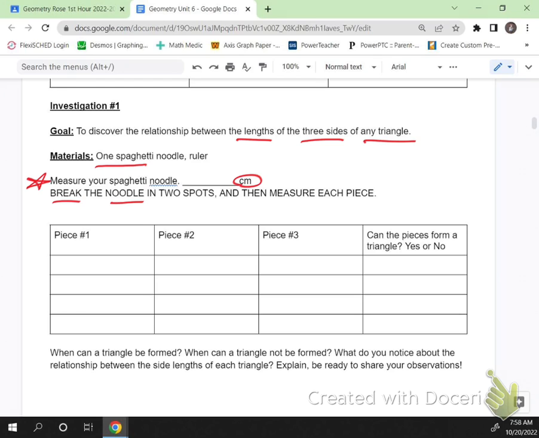Then you're going to break the noodle in 2 different spots and measure the 3 pieces. So you and your partner don't break your noodle the same way, because we're trying to see if any patterns hold true. Okay? So again, when I break something in 2 spots, how many pieces should I have? 3. Once you break them, I want you to try to make a triangle. Now, the triangle has to have all the edges, the points, touch. Okay? So we're not all making the same triangle, or we won't see this pattern. Let's pass out noodles and see if we can start by measuring. Here we go. Let's try it.